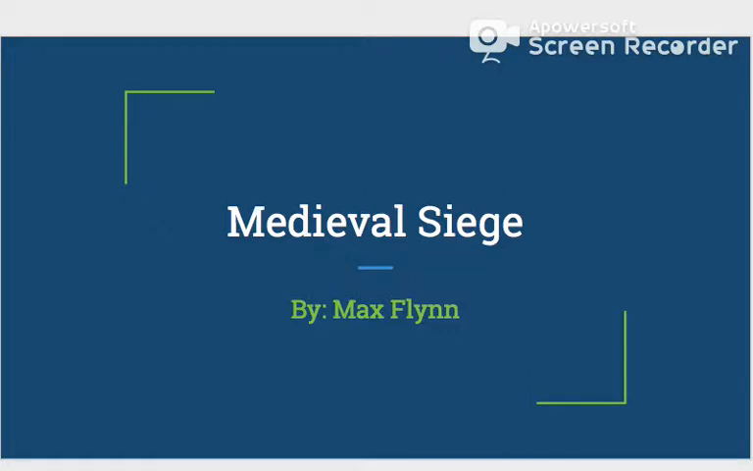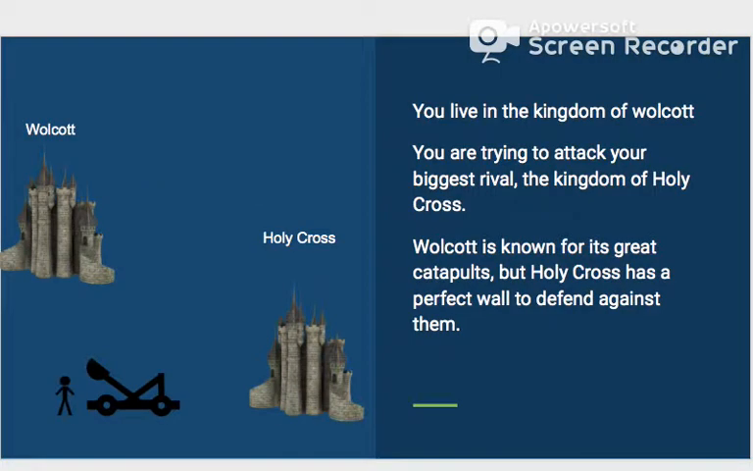Let me explain a projectile problem labeled Medieval Siege. You live in the kingdom of Wolkit. You're trying to attack your biggest rival, the kingdom of Holy Cross. Wolkit is known for having great catapults, but Holy Cross has a great defensive wall to defend against these catapults.